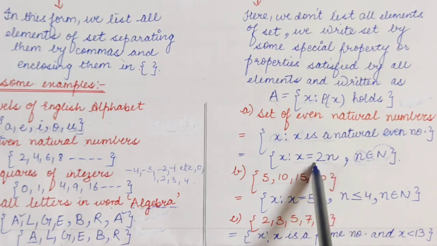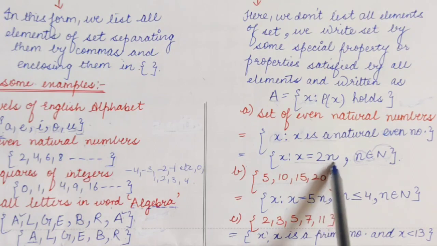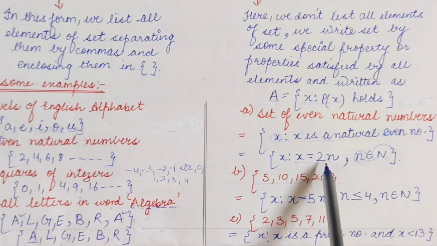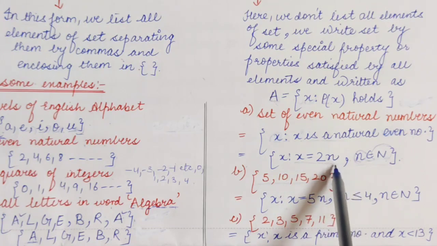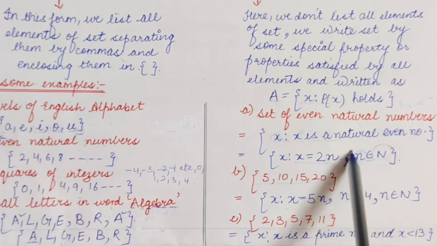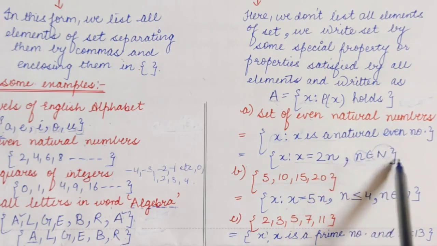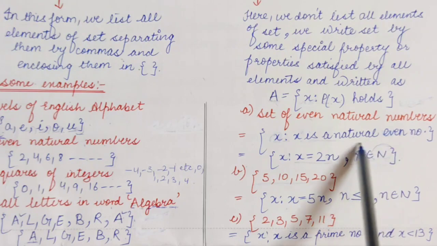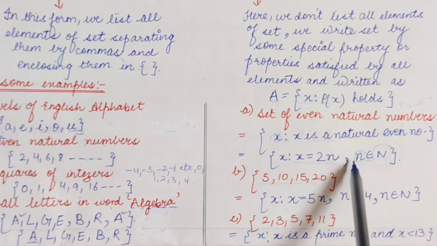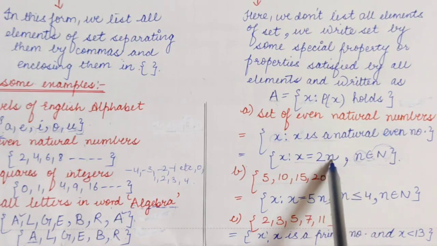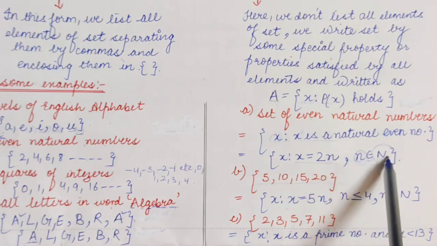Why have I written here twice of n? Because it says that the number will be a multiple of 2, and we know even natural numbers will be divisible by 2. But I have written one more thing here: small n belongs to capital N. As we know, capital N means the set of natural numbers. So I have written this small n belongs to capital N.